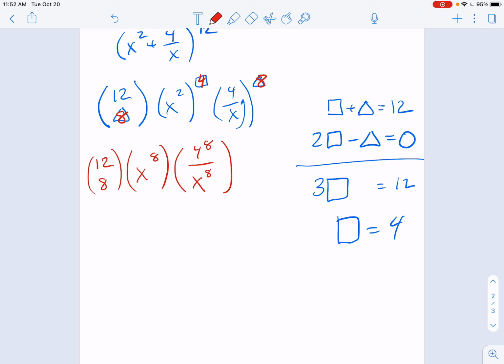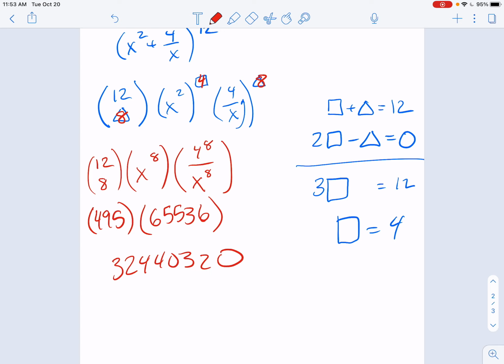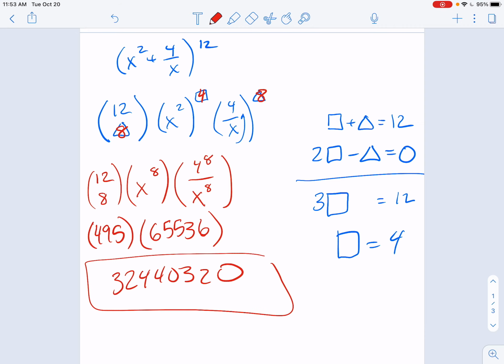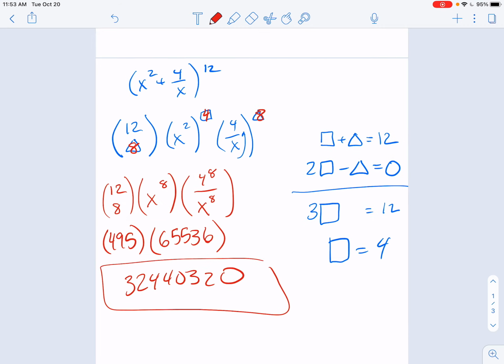Okay, so now I can come back and grab my calculator. Oh, I hit exit, I shouldn't have. I meant delete. You can't see it anyway. 12 choose 8 is this. The x's are gone, and what's 4 to the 8th? Some big number. 65536, yes, I would give you a calculator. Multiply that number times 495, and oh goodness, 3244032. Okay, but that hopefully is what the book said. Yep, it looks like it. That is the constant term.